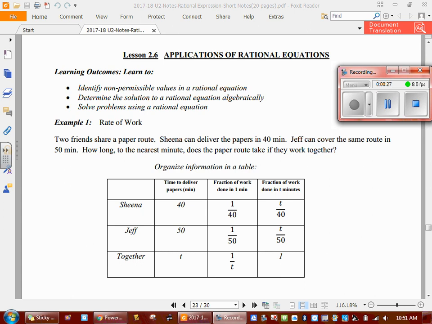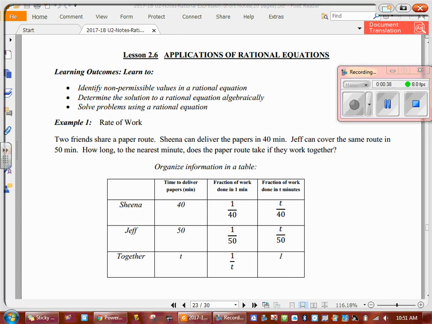Well, we come back to some basic equations that we dealt with way back in the day in grade 9. These ones are called rate of work. Rate of work will always be set up as a ratio. Now, the ratio is including how often people do things. For example, we've got Sheena and Jeff, two friends sharing a paper route. Sheena delivers her papers in 40 minutes, Jeff can do the same thing in 50 minutes. She was a bit quicker. How long if they do it together?